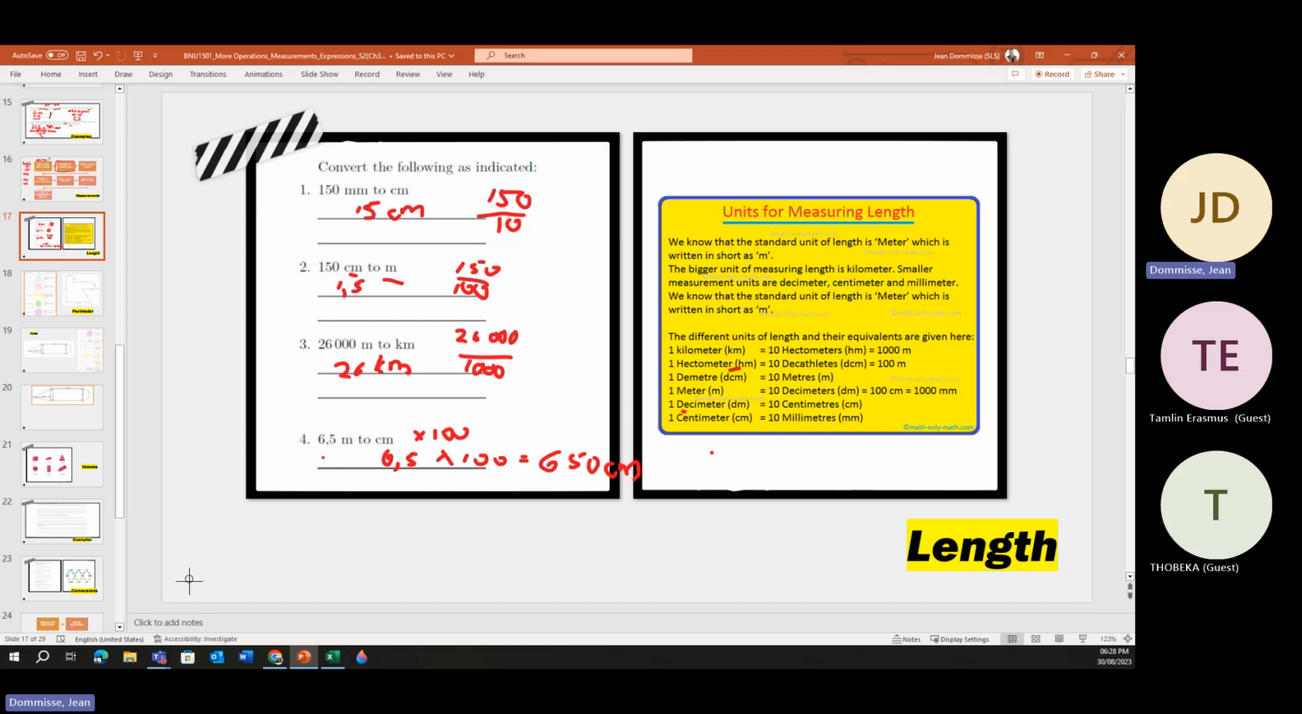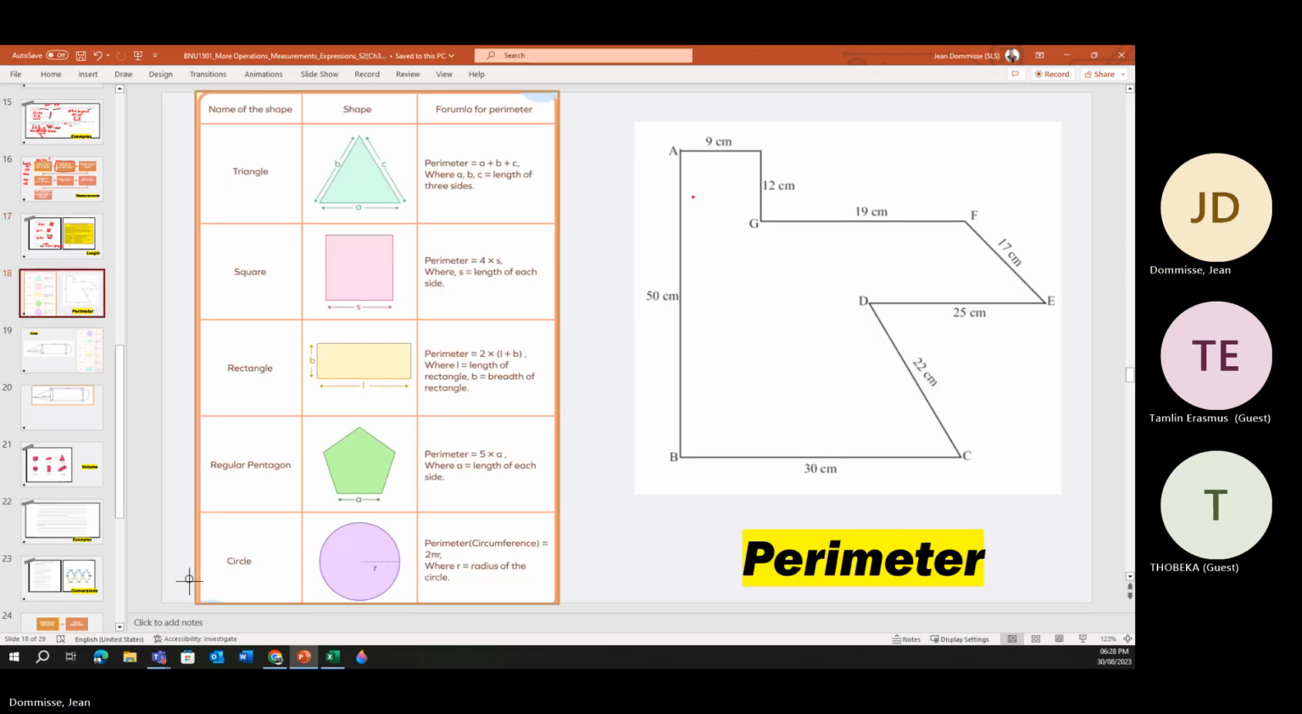Okay, so that is just a quick way of converting. It doesn't matter if you're converting up or converting down. There are some ways of doing that, with a nice example also in this slide. Then the next thing around length is perimeter.